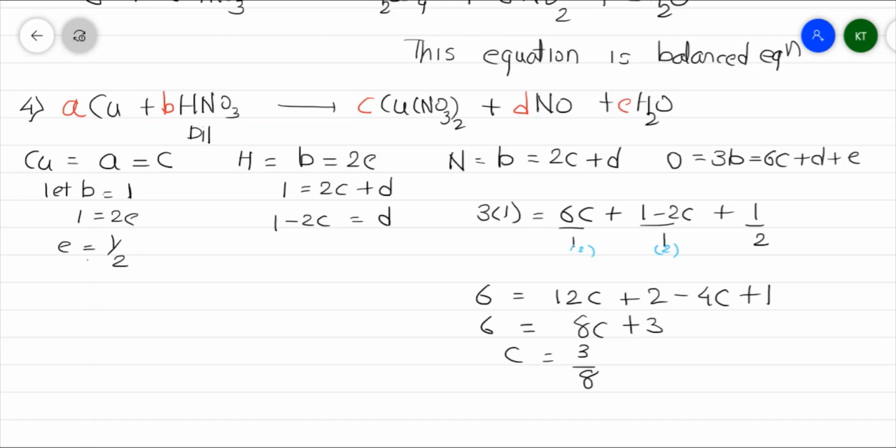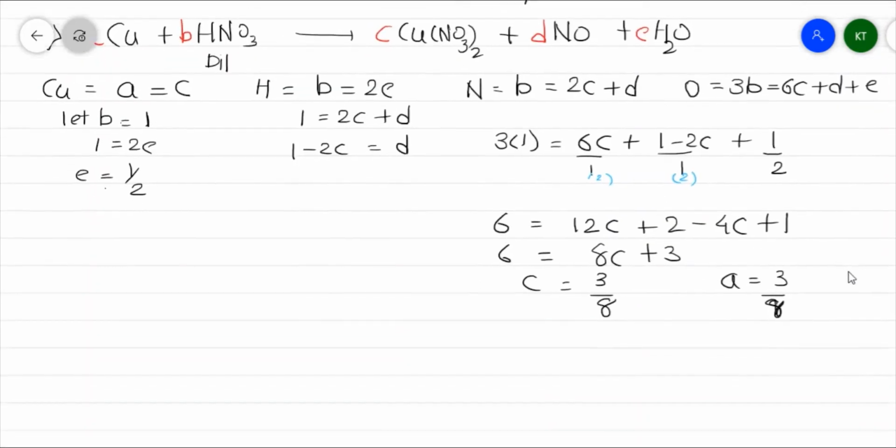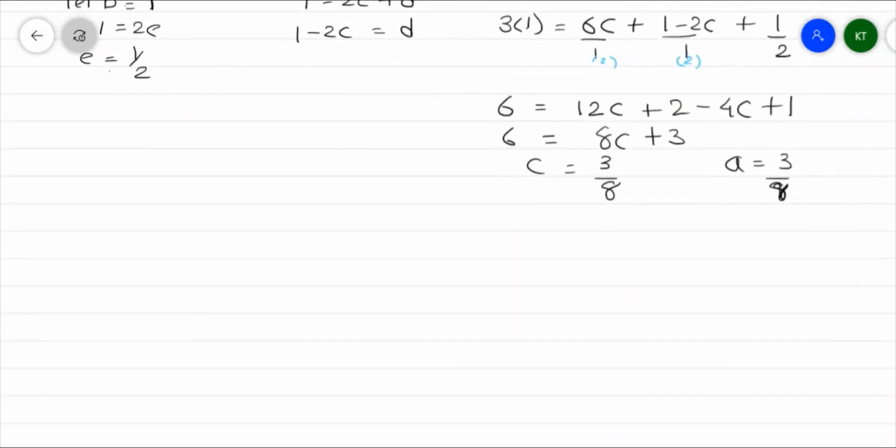Now as A and C are equal, and C value I got is 3 upon 8, A value also I'll get as 3 upon 8. Further moving towards calculating the value of D. So let me calculate the value of D here. I have D is equal to 1 minus 2C, C value 3 upon 8.